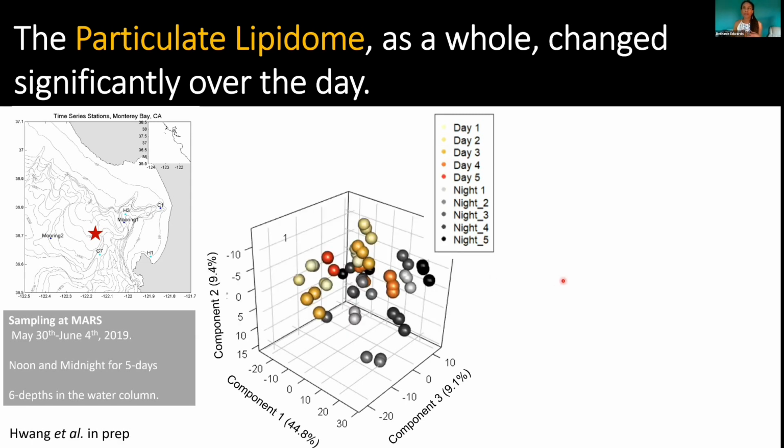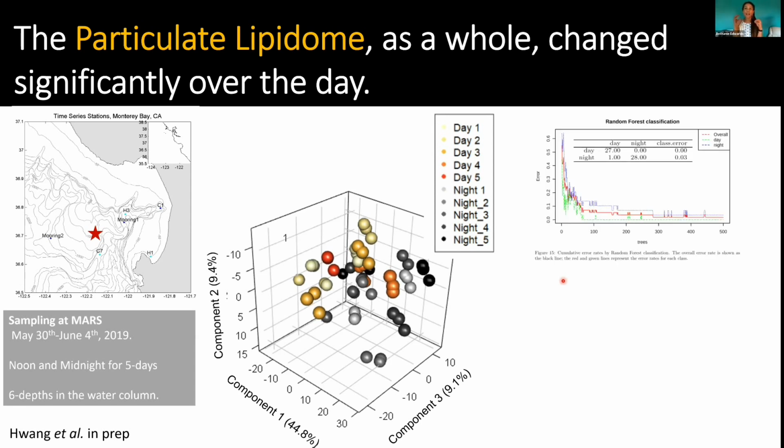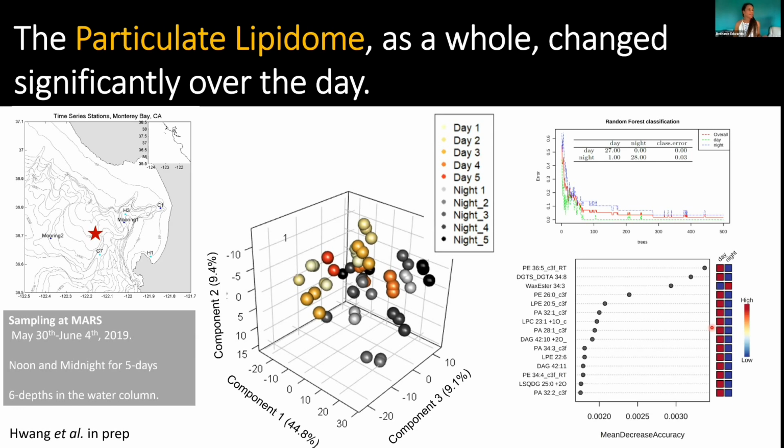We ran a supervised random forest to look specifically just at day-night differences. We asked the random forest to classify all of our samples as either day or night, and it did an excellent job. It only misclassified one sample as night when it was actually a day sample. And we can look at the compounds that are significant for guiding the walk of this random forest.